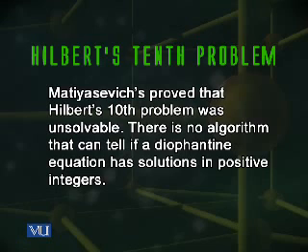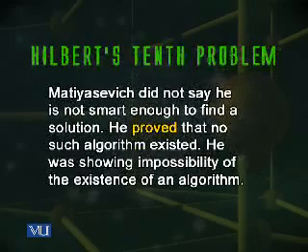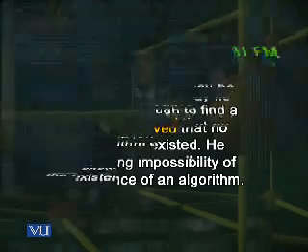Note that to understand what he did is not that easy. Matiyasevich did not say that he is not smart enough to find a solution. He did not say that he is not smart enough to come up with an algorithm, that many people were not able to come up with an algorithm and it was a trivial thing. He was able to prove that no such algorithm existed. He was showing the impossibility of the existence of an algorithm. So Matiyasevich showed the impossibility of the existence of a mechanical procedure that could solve Diophantine equations. So in some sense, Matiyasevich was saying that mechanical procedures cannot solve general Diophantine equations.